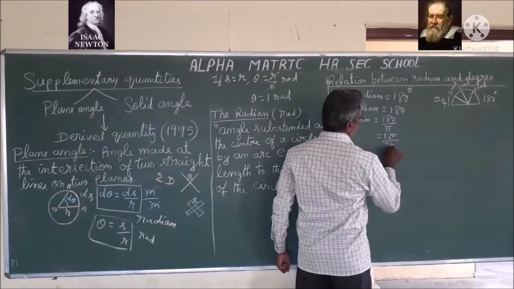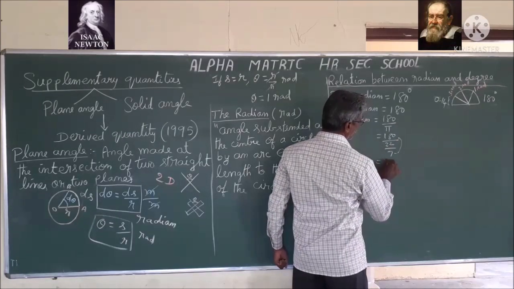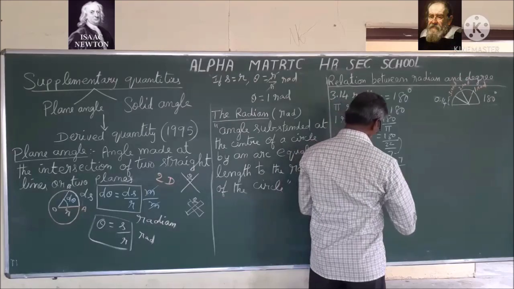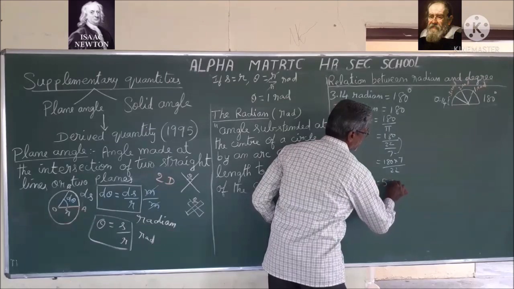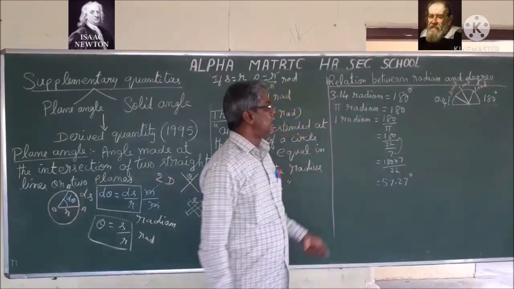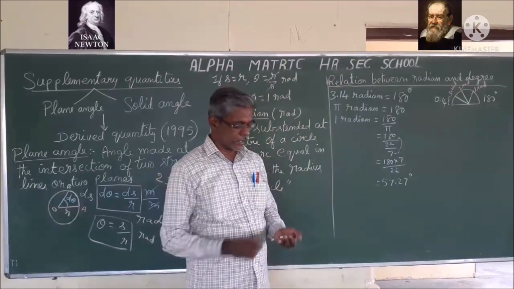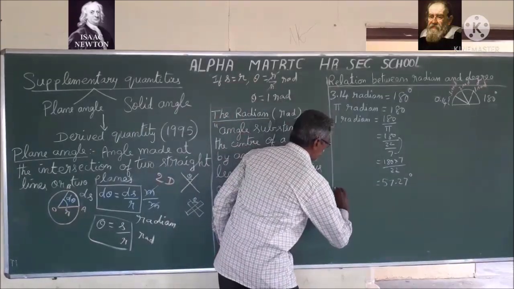180 divided by 22 by 7. Take this 7 here, it will give 180 × 7 by 22. That is equal to 57.27 degree. So 1 radian is equal to 57.27 degree. Next we will be going for degree into radian.